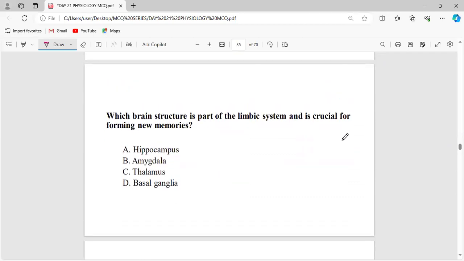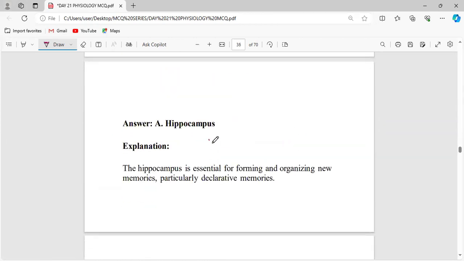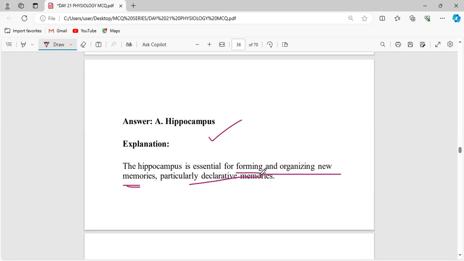Which brain structure is a part of the limbic system and crucial for forming new memories? Hippocampus, amygdala, thalamus, basal ganglia. That will be hippocampus. It is essential for forming and organizing new memories, particularly declarative memories.